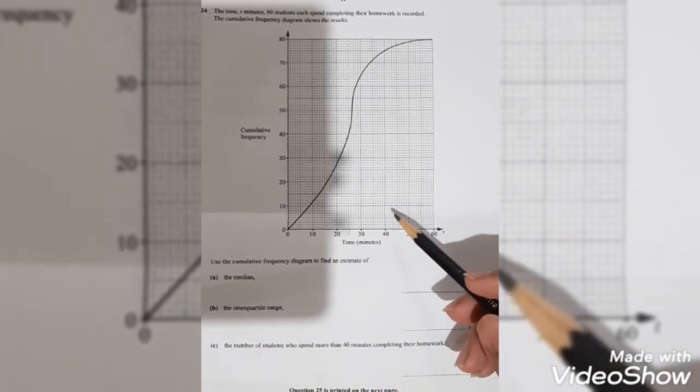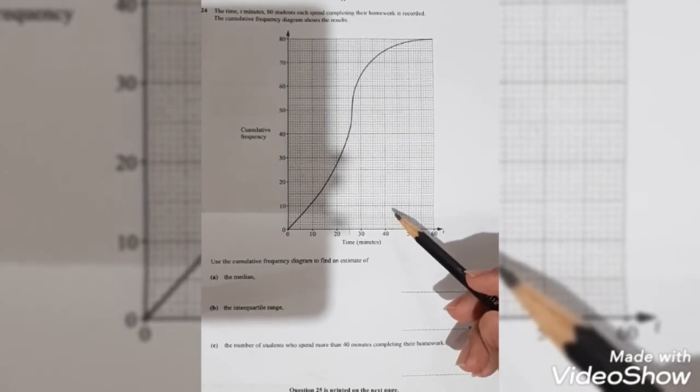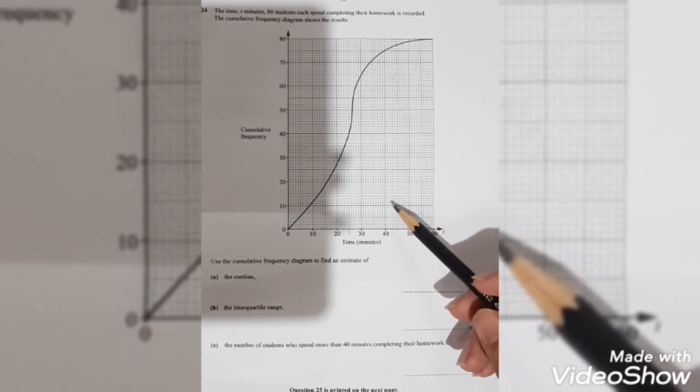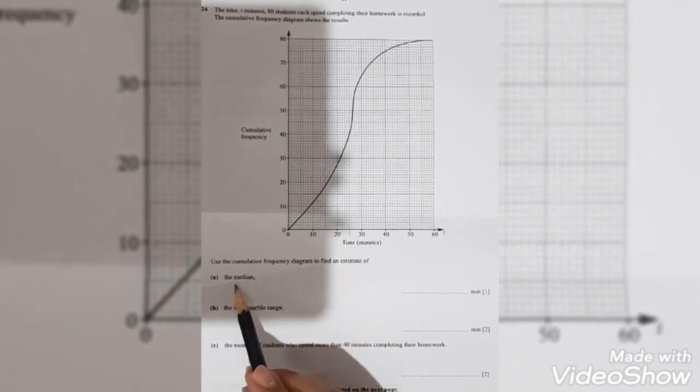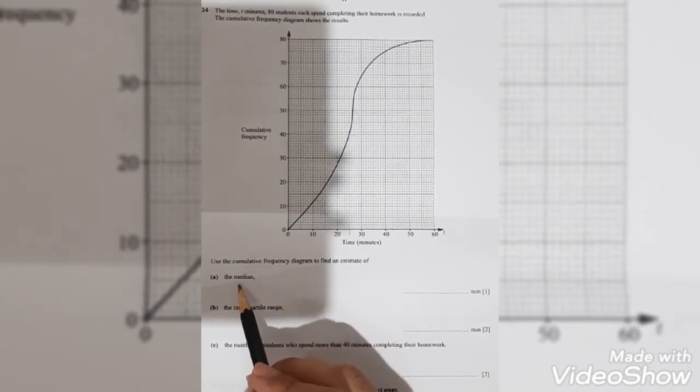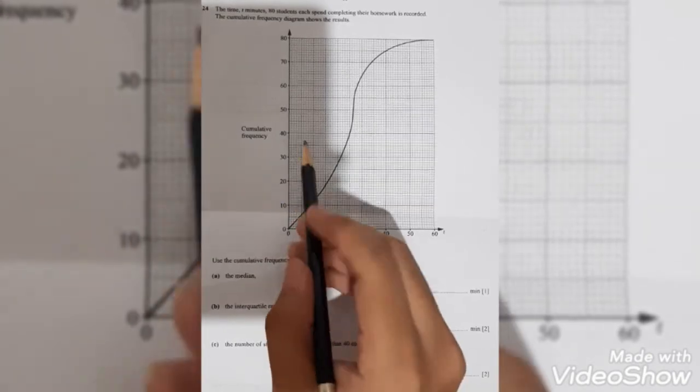Question 24 states that the time, t minutes, that 80 students each spend completing their homework is recorded. The cumulative frequency diagram shows the results. Use the cumulative frequency diagram to find the median. So first, the middle number of students will be 40 students.